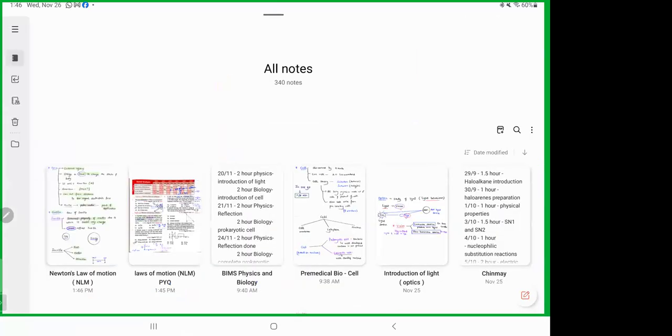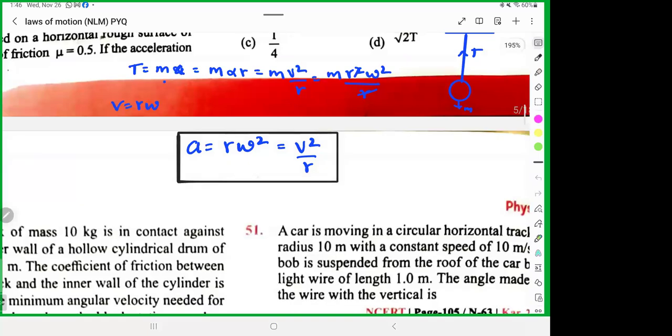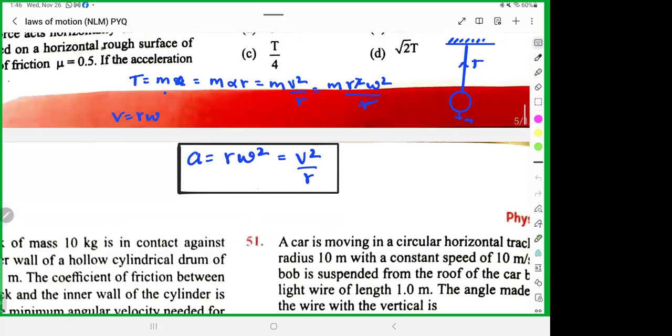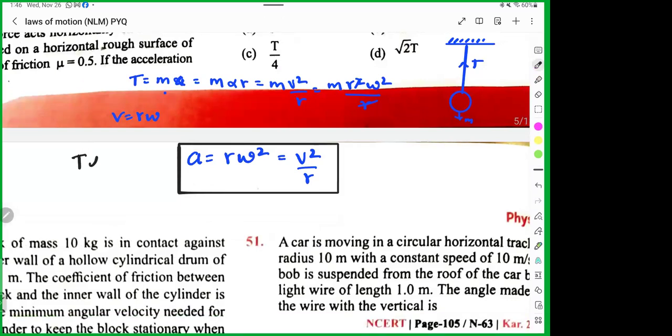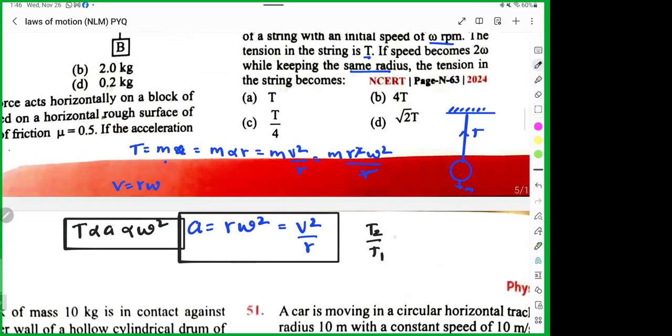Okay, so this is the formula. And when you know this formula, the work becomes very easy. How? Because tension depends upon the acceleration, and acceleration depends upon omega square. Correct? Now T2 by T1, the change in the tension, is equal to: what is the omega in the second situation? 2 square. What is the omega in the first situation? What will be the value?